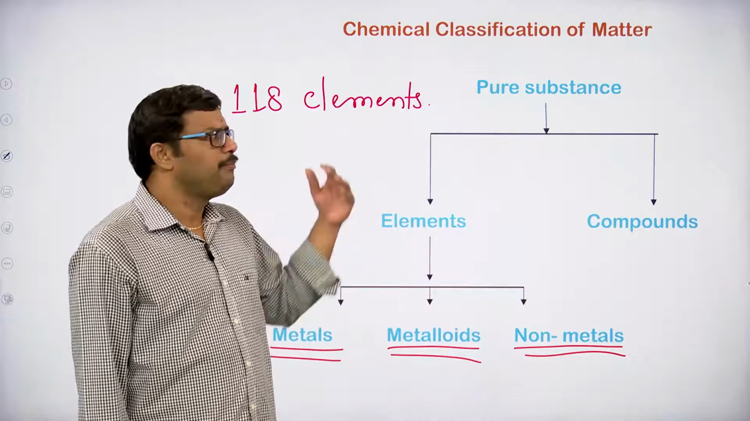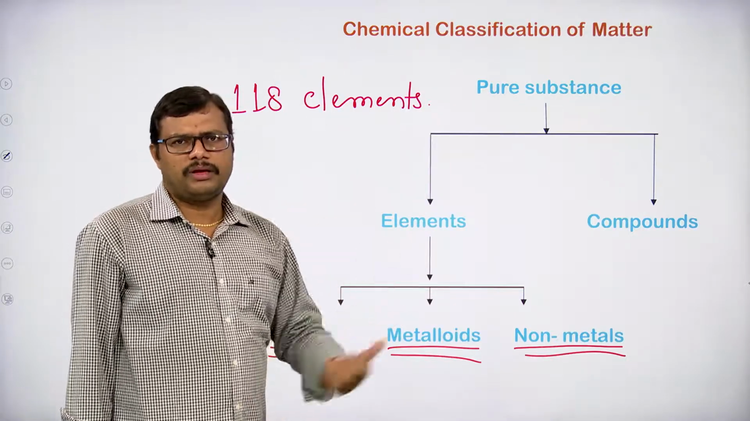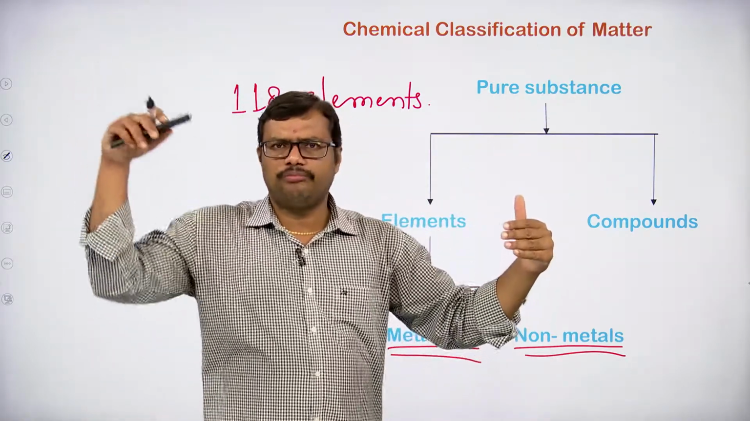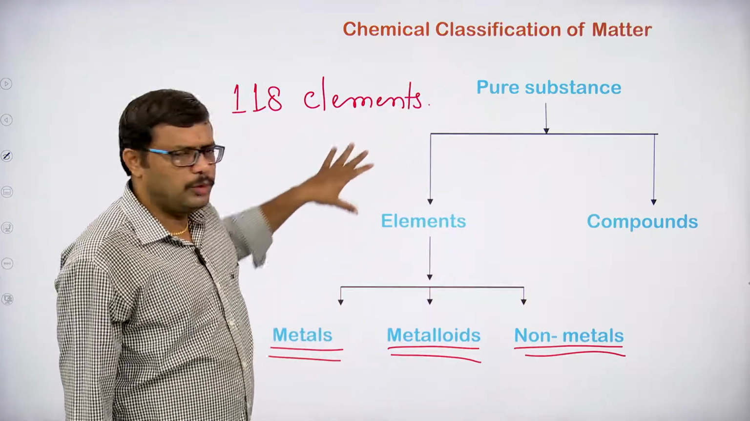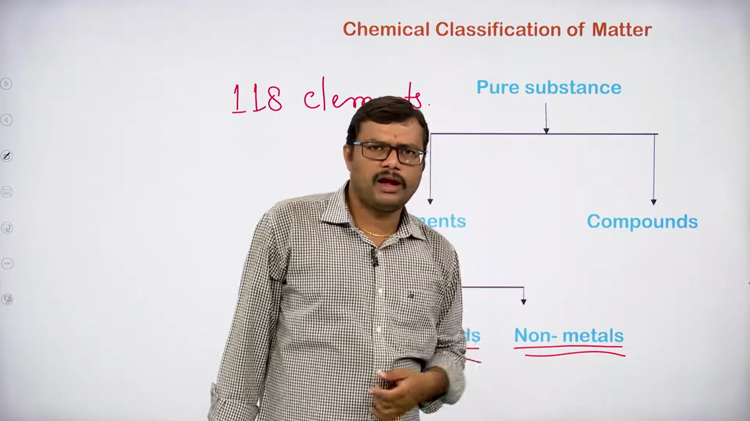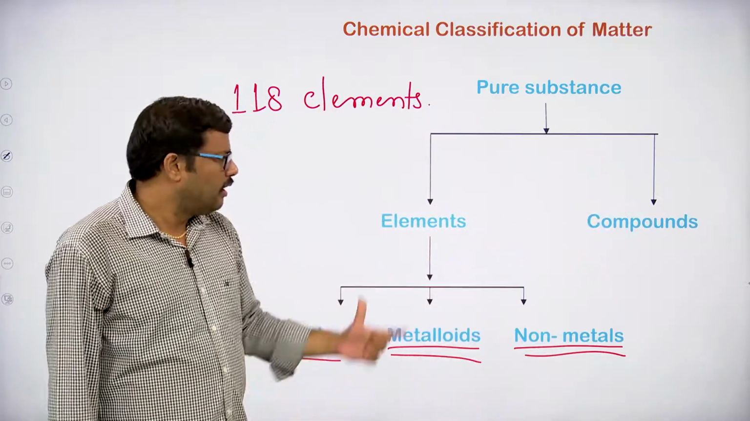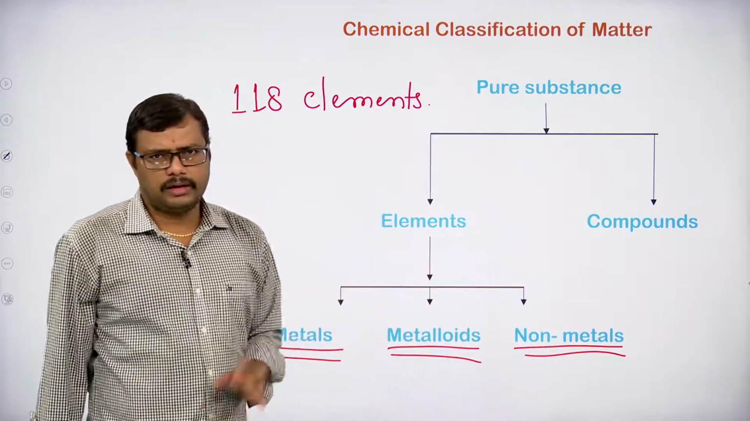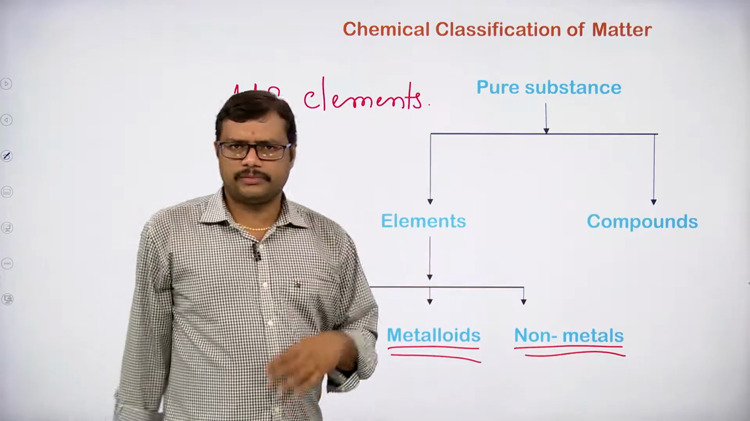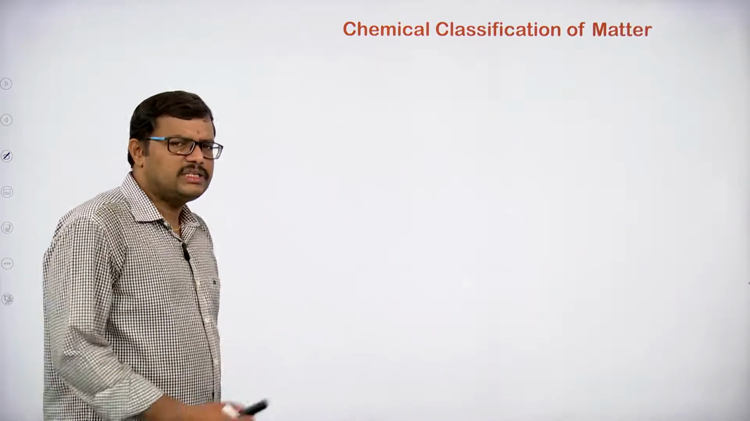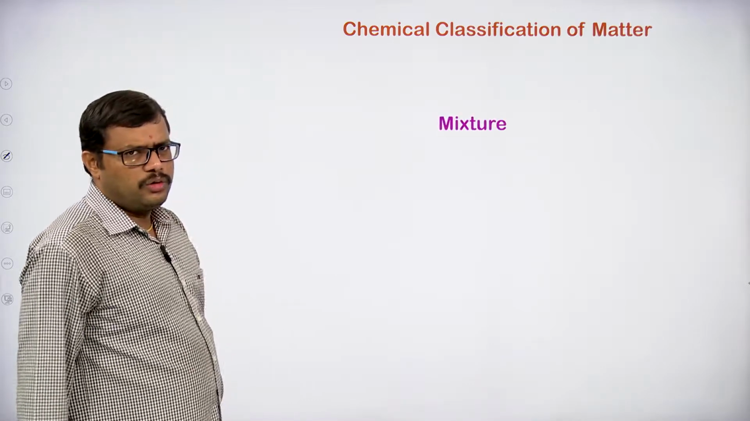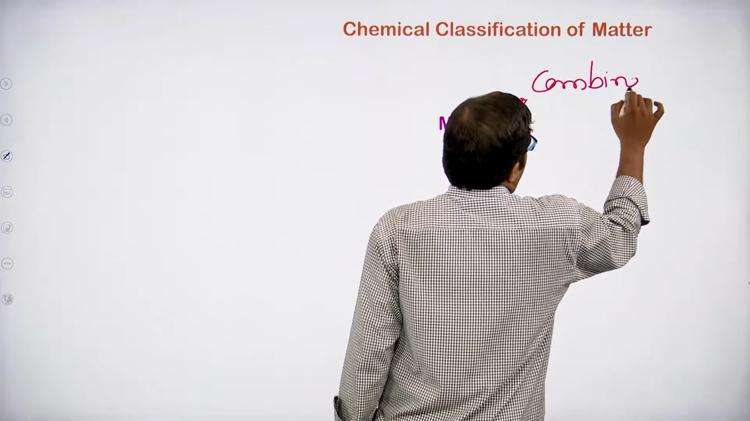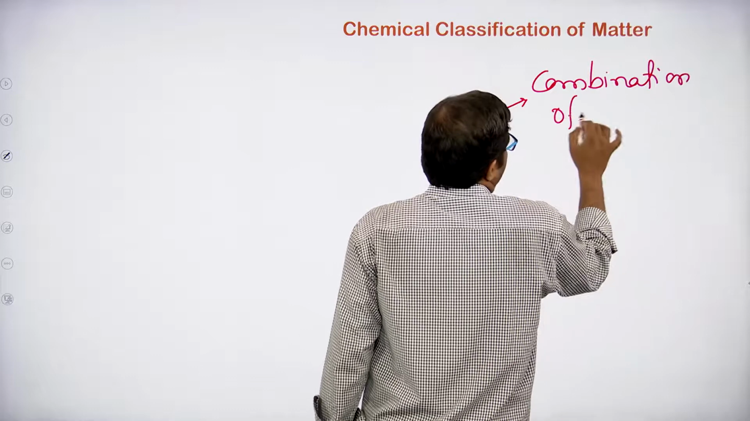Initially we saw that on chemical classification, whenever we categorize matter on a chemical basis, it can be categorized as pure substance and mixture. Pure substance is further divided into elements and the combination of elements, that is compounds. Elements are further divided into 3 categories: metals, non-metals, metalloids. Now, let us look at the mixture. As I told you, a mixture is a combination of pure substances.